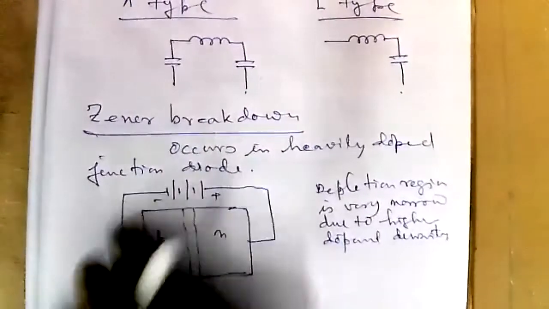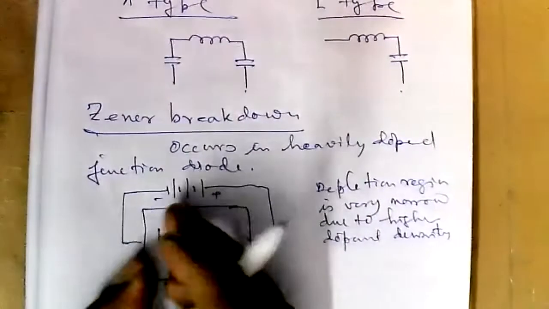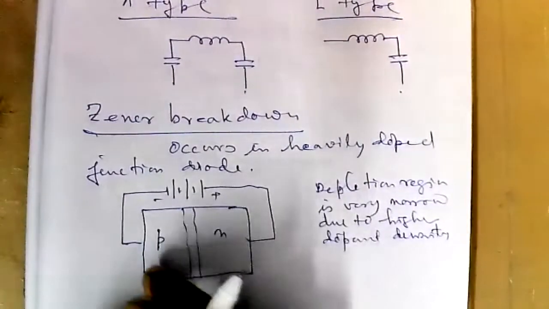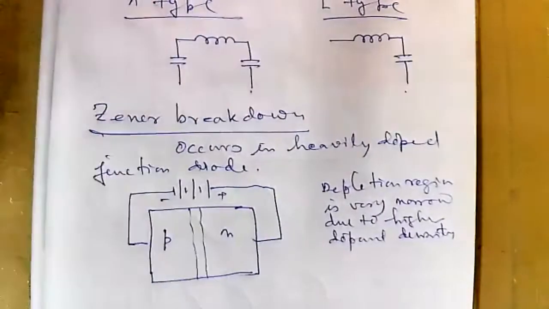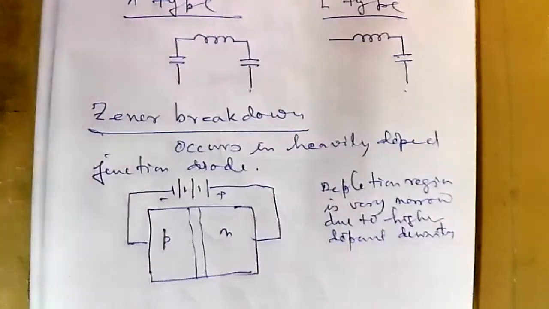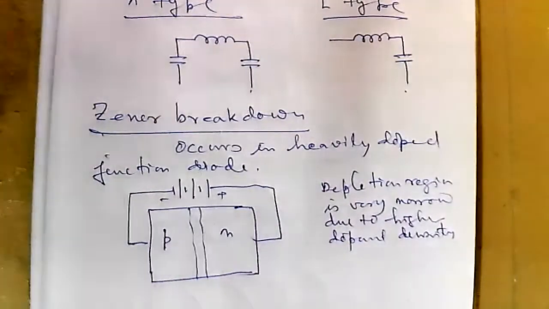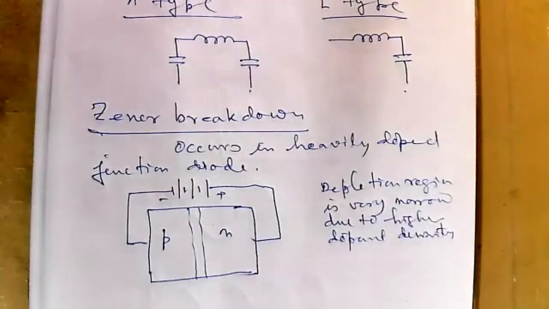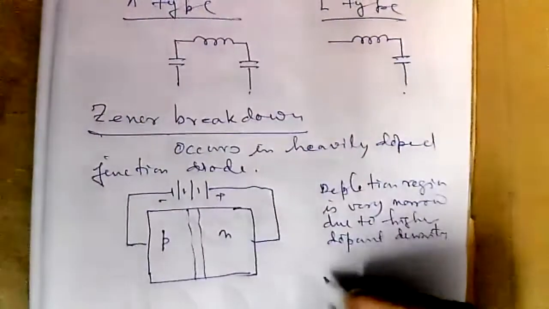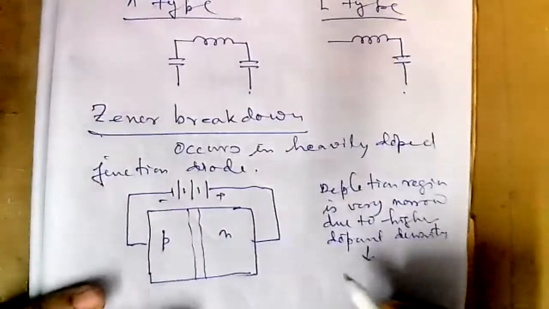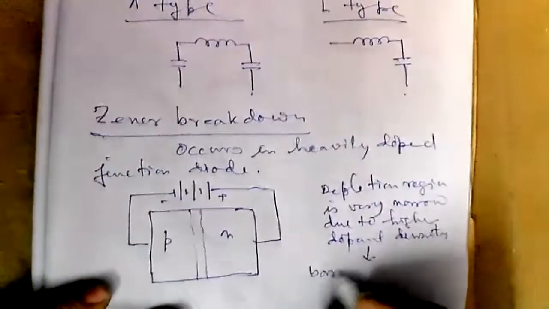That means here there is quite a high density of holes present at the p side and quite a high density of electrons present at the n side. So the depletion region will be very small. Now, when the depletion region is very small, the depletion field is very high, the barrier field.